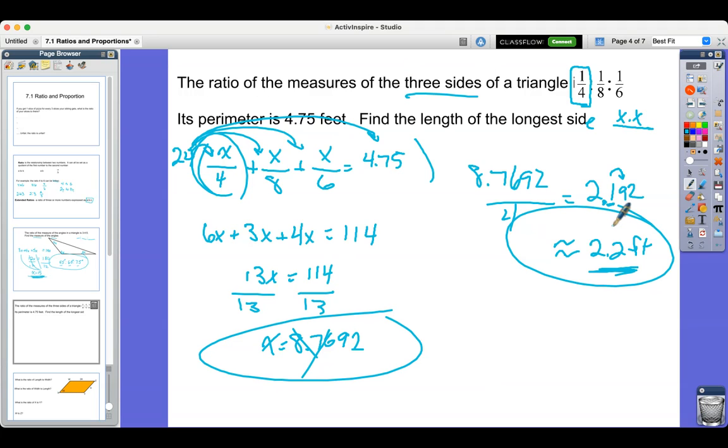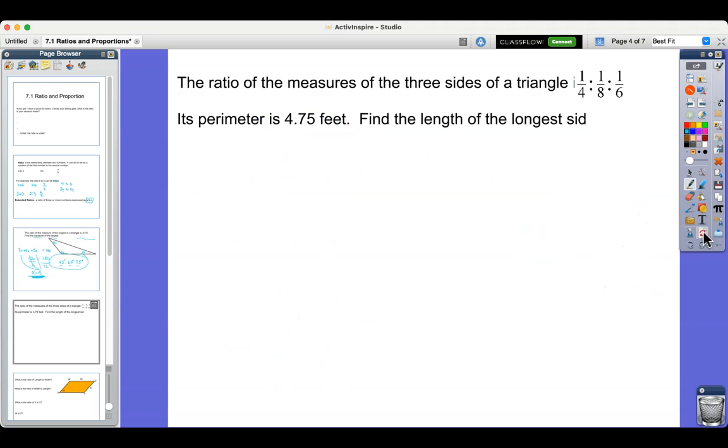Now, the other way you can go about this, let me clear this off, is we can leave it in fraction form and just get a common denominator. So x over 4, x over 8, plus x over 6 equals 4.75. So the common denominator is 24. Then we're going to multiply everything to make it all common here. So we'll multiply this by 6 over 6, this by 3 over 3, and this by 4 over 4.